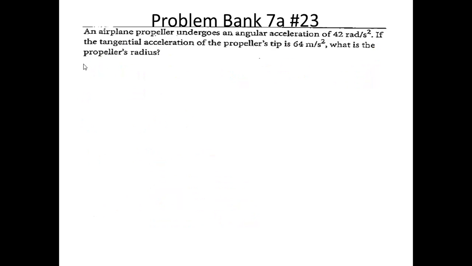Number 23. An airplane propeller undergoes an angular acceleration of 42 radians per second squared. If the tangential acceleration of the propeller's tip is 64 meters per second squared, what is the propeller's radius? So our unknown, what is our radius?